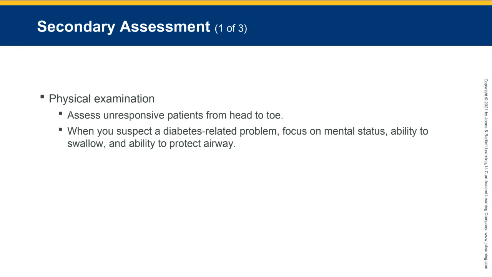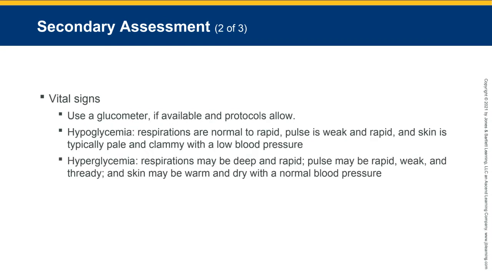After your history taking, secondary assessment is the next phase. Physical examination. Assess unresponsive patients from head to toe. When you suspect a diabetes-related problem, focus on mental status, ability to swallow, and ability to protect airway. Very important. Vital signs, you definitely want to include glucometer reading, if available and protocol allows. Now, I don't think any service should be operating without a glucometer on the unit. Very important device.